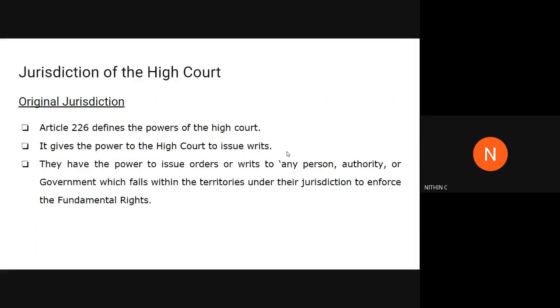Coming to the jurisdiction of High Court, original jurisdiction. Article 226 defines the powers of High Court. It gives the power to the High Court to issue writs. നമ്മൾ writsന്റെ കേസ് നമ്മൾ കുറെ പറഞ്ഞതാണ്. We have dealt with the different types of writs also. They have the power to issue orders or writs to any person, authority or government which falls within the territories under their jurisdiction to enforce the fundamental rights.